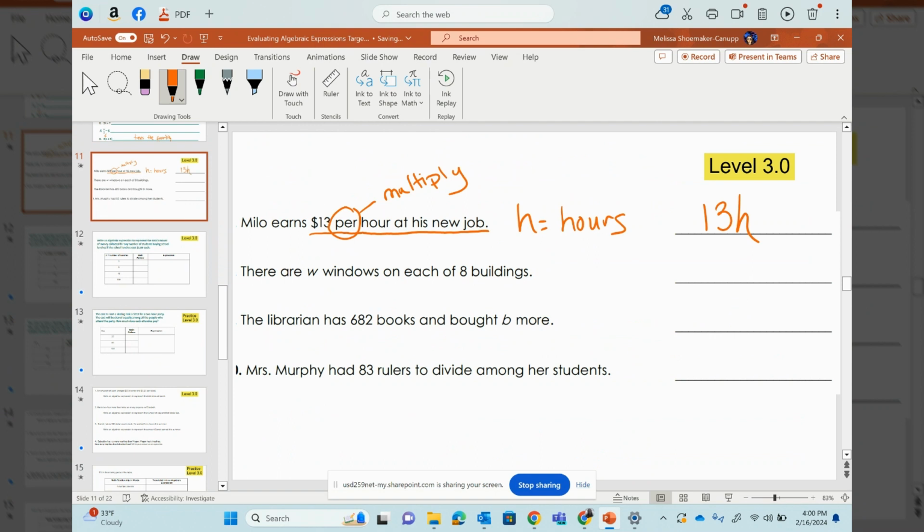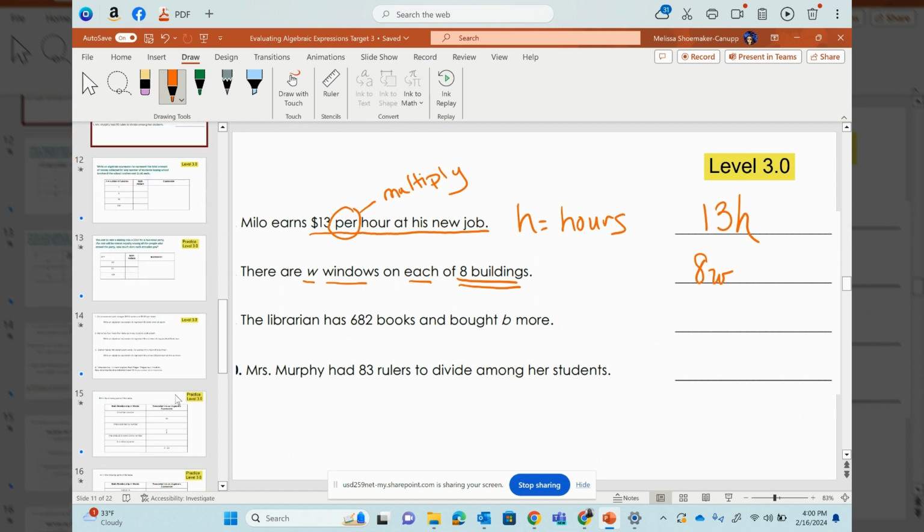Okay, there are W windows on each of 8 buildings. Okay, so think about it. I have 8 buildings and they all have W. So that's repeated addition, or we could just say 8 times W. W is the number of windows on each building. I want you to try the next two on your own. Please pause.